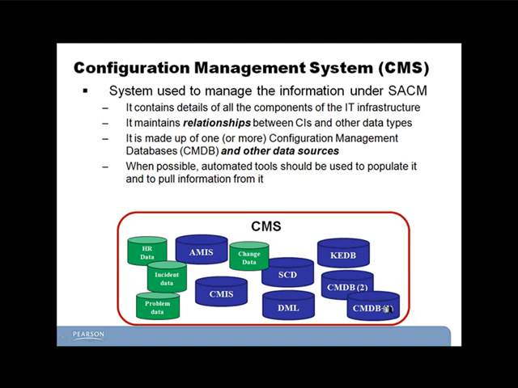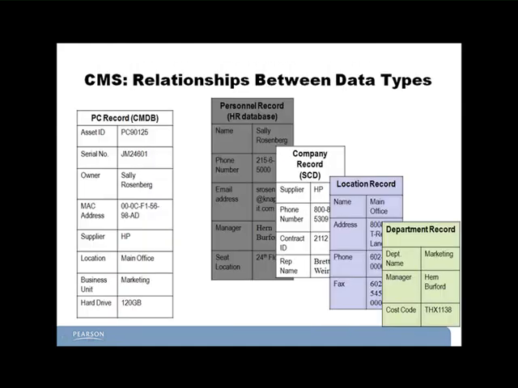So here we have our CMDBs, but our known error database, which is part of problem management, that's also part of your CMS. Your supplier and contracts database, your definitive media library, your capacity management information system, your availability management information system, as well as other repositories that ITIL doesn't necessarily prescribe specifically, but they're still important. All of these data sources are accessible through the CMS. When possible, you should use automated tools to populate your CMS, and of course its constituent databases, and to pull information out of it.